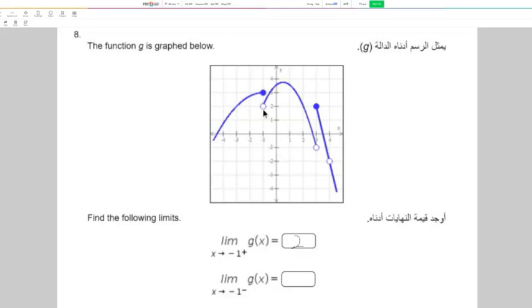And then the limit as x approaches -1 from the left. This graph is going towards the left, and it's 3, so it's going to equal 3.